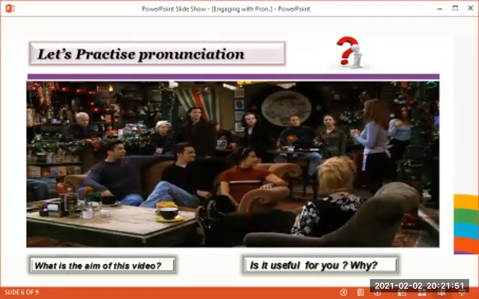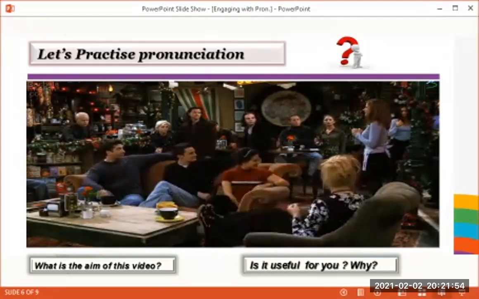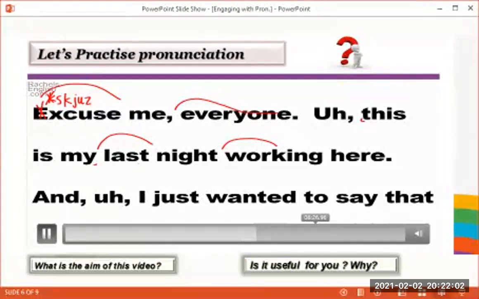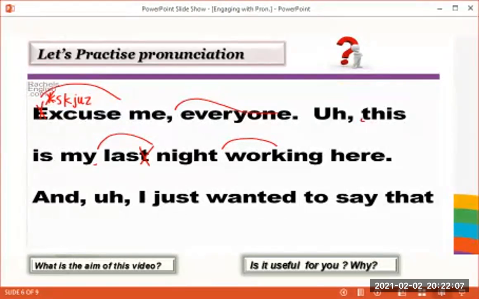This is my last night working here. So last and work have the most stress. Even though last is one of the stressed words, it does have a dropped sound. There is no T. The reason is because it's part of an ending ST cluster. The next word begins with a consonant. The T between two consonants like this, even when they're in two different words, is often dropped. Last night. It's just the S sound into the N sound.